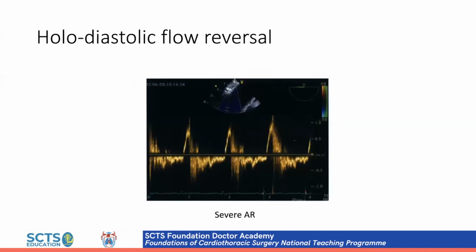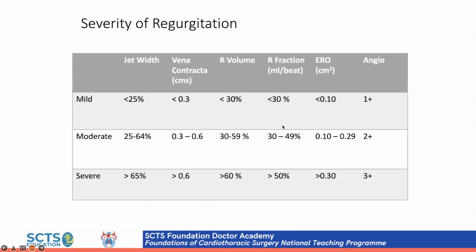Another qualitative measurement is looking at the flow reversal in the aortic arch. So if we measure the flow reversal in the aortic arch and you get blood flowing backwards, that's also a marker of severe aortic regurgitation.